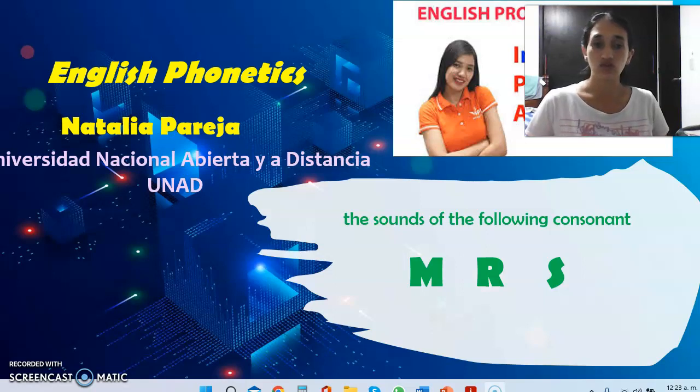The sound of the following consonants is the activity task 5. The consonants M, R, S.